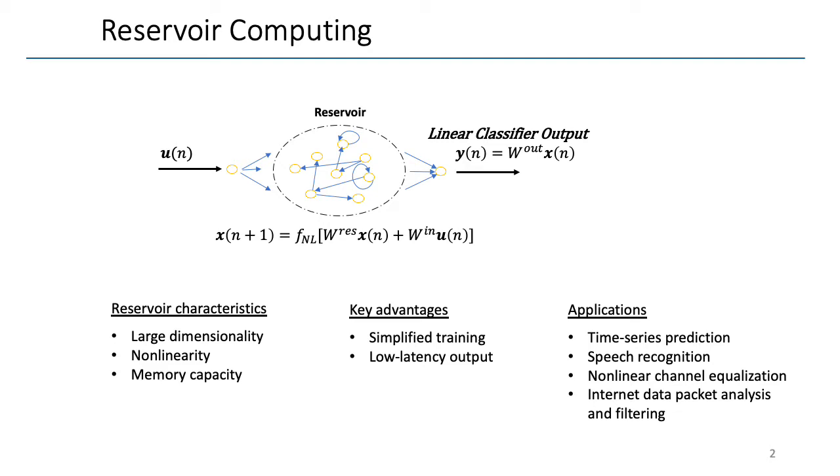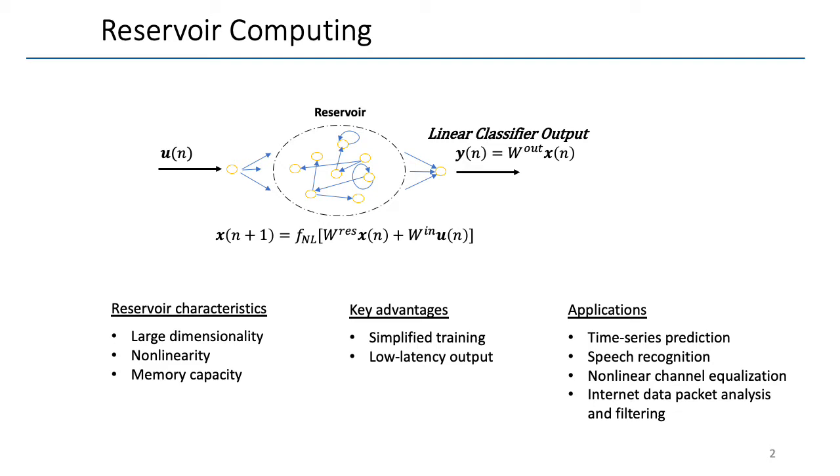The three distinguishing characteristics of a reservoir computer are its large dimensionality, in other words, how many internal nodes the reservoir contains; some form of nonlinearity which is applied to the signal either within the reservoir or at its output; and finally some level of memory capacity or memory depth to the reservoir, which allows it to classify or filter signals based on its past history.